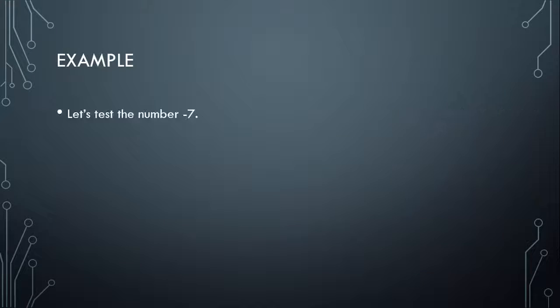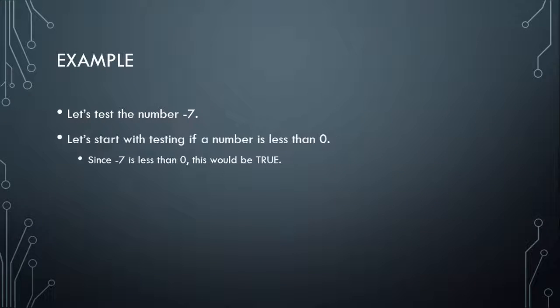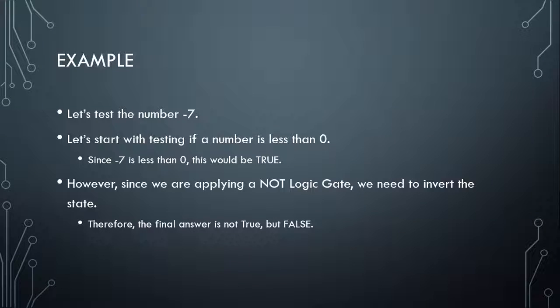So here's an example. Let's test the number -7. And we're going to start with testing if a number is less than 0. So, since -7 is less than 0, this will be true. However, since we're applying a NOT logic gate, we would need to invert the state. Therefore, our final answer is not true, but false. So our logic gate would actually return the value false.